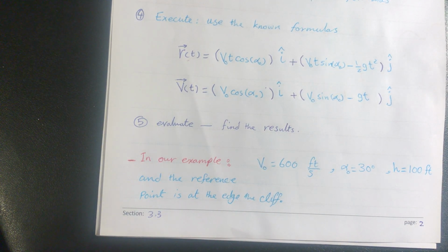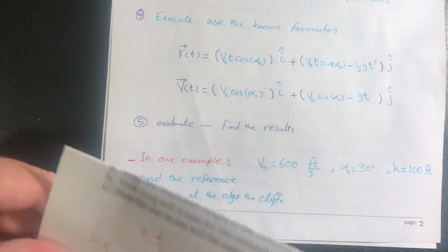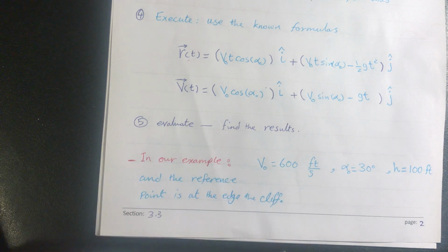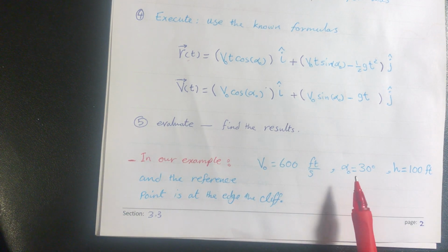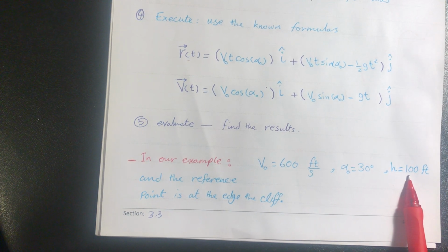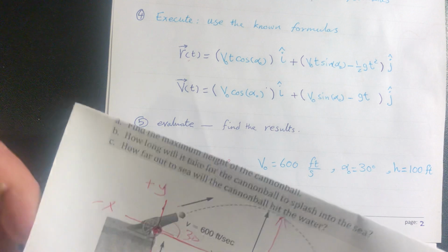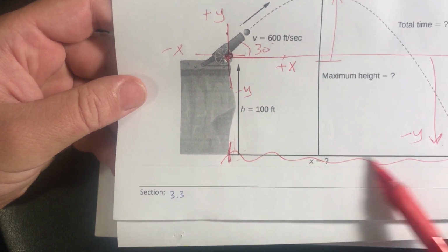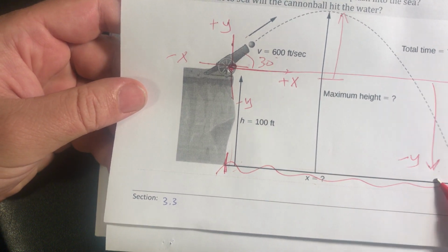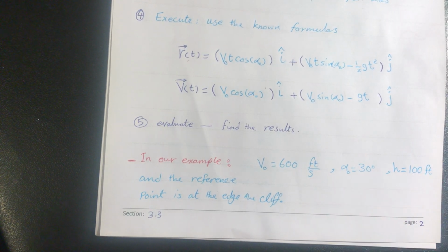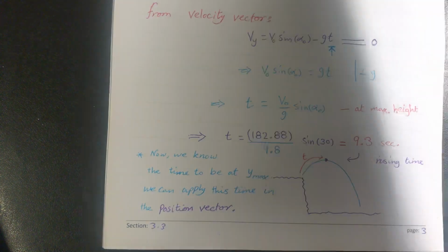In our example, we need to be careful that we have V naught of 600 feet per second. We need it in meters. And alpha is 30 degrees, it's okay. And h, which is the height of our origin above sea level, is 100. So the sea level is at minus 100 feet, and the reference is the edge of that cliff. This is the second sheet.